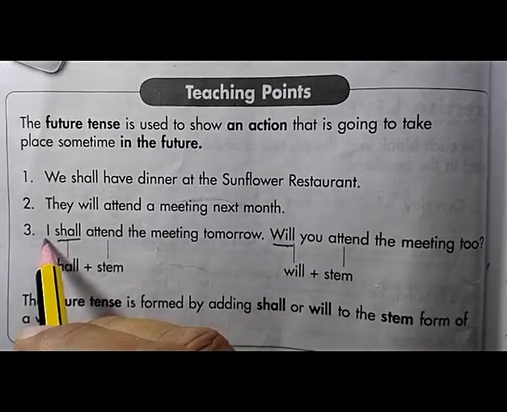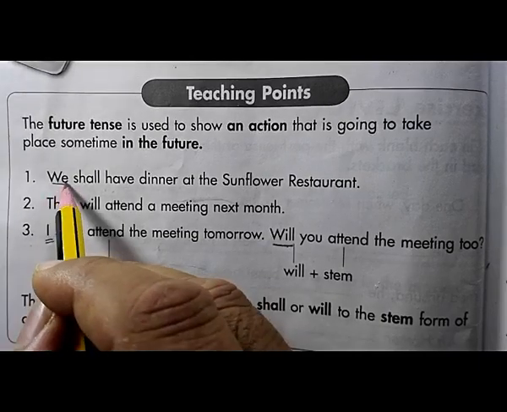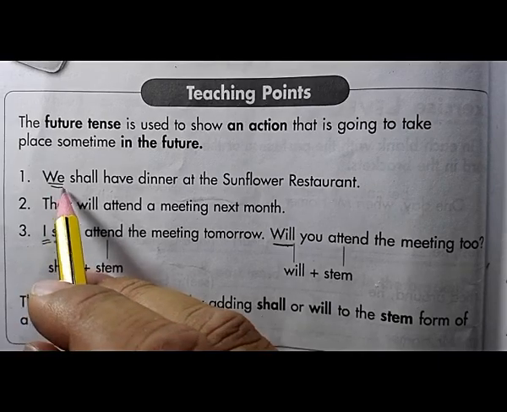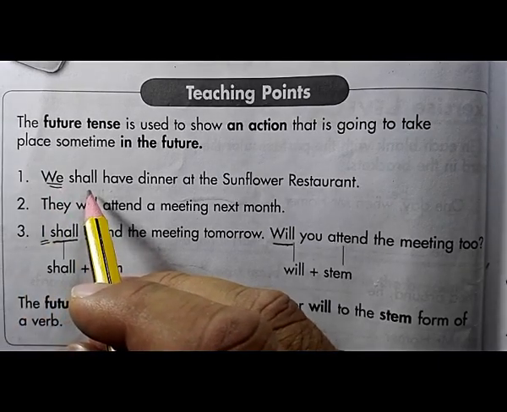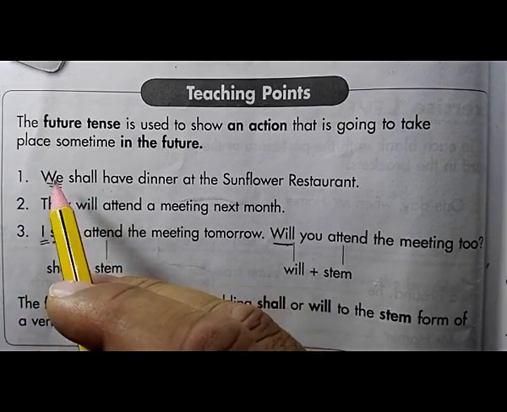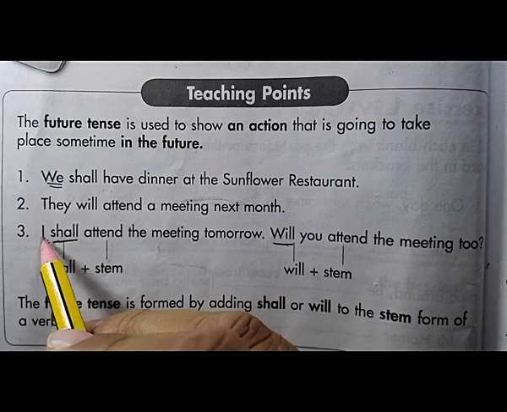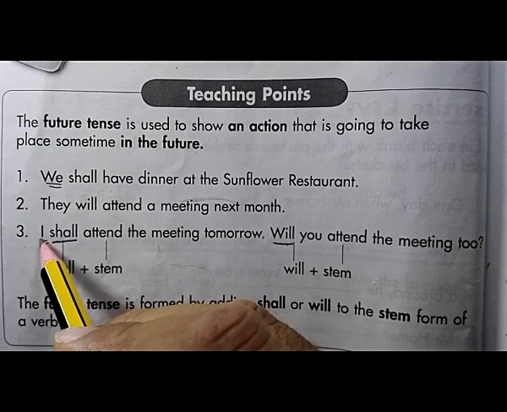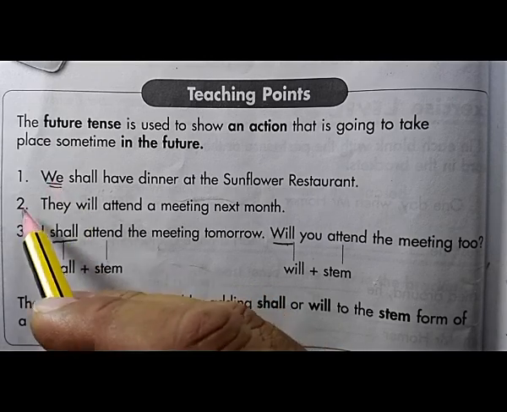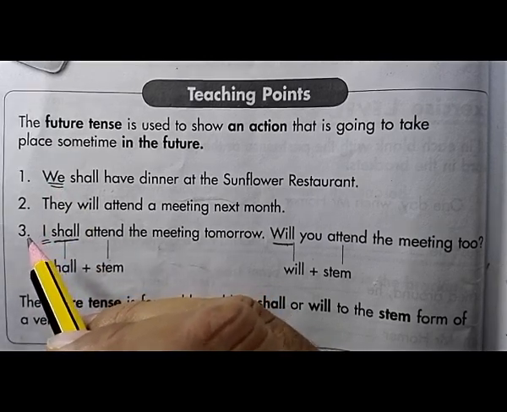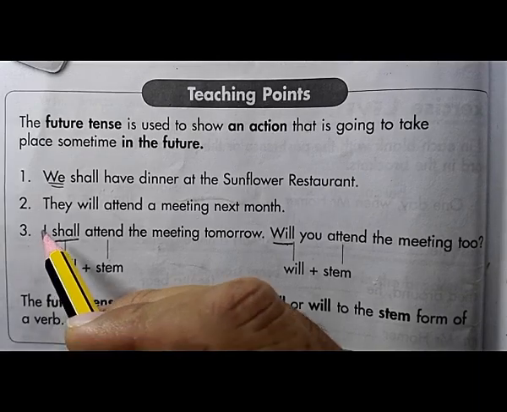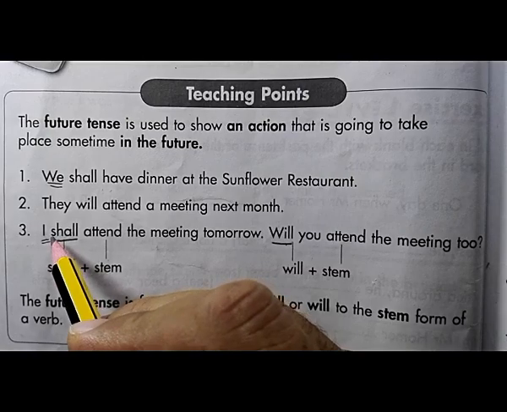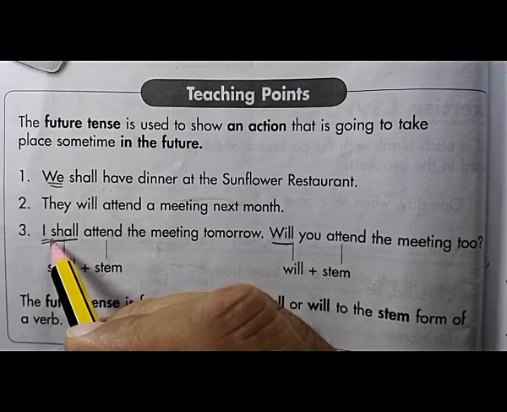With I and with we use shall, and with all other pronouns and nouns we use will. Okay, with I and we, these are two pronouns with which we use shall, and with all others we use will in simple future tense.